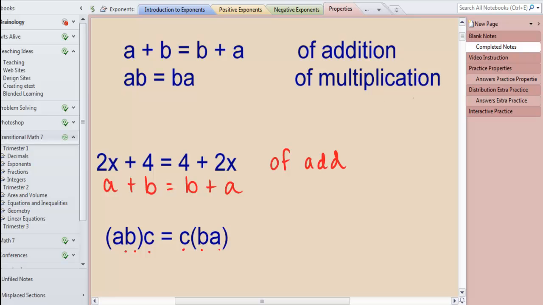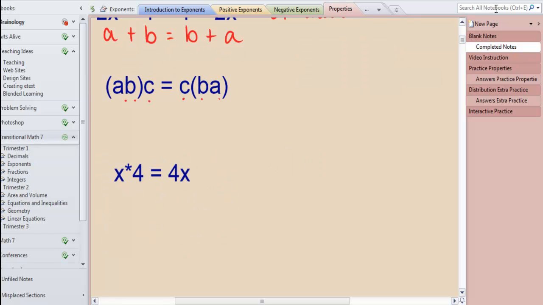In order to recognize the commutative property, you'll notice that whatever happens on the left side, on the right side you have the opposite order, or a different order. Another example is that x times 4 equals 4x. So x is some number times 4 equals 4 times some number. Or A times B equals B times A.